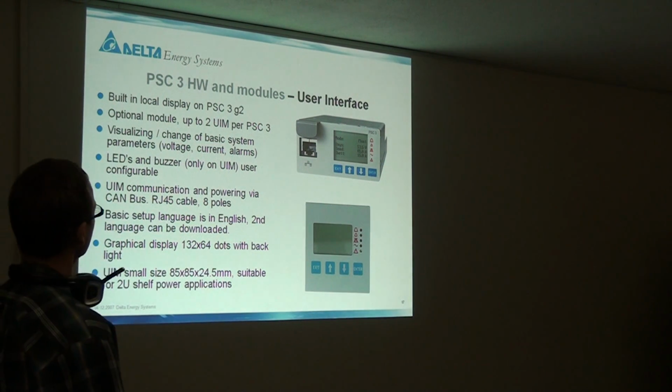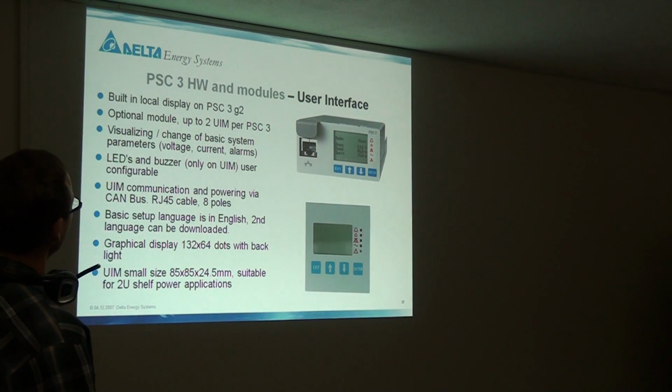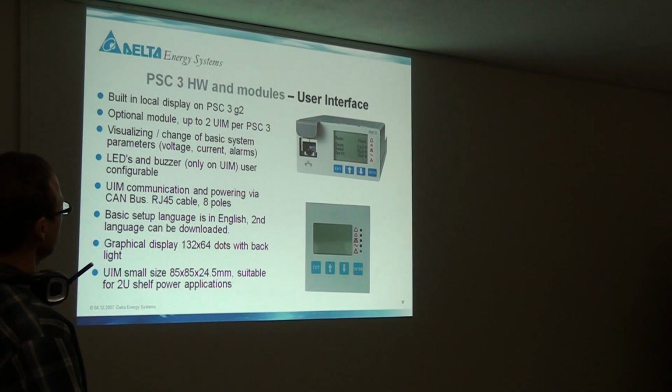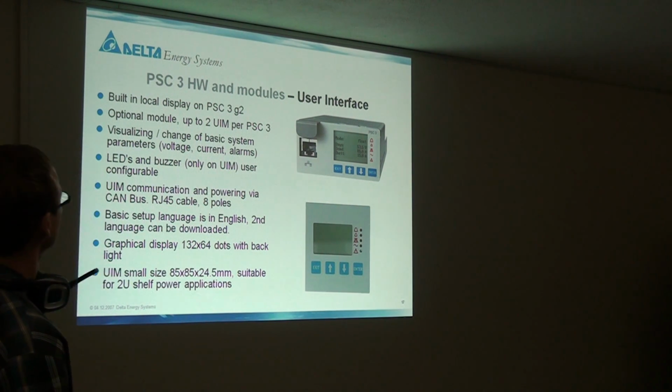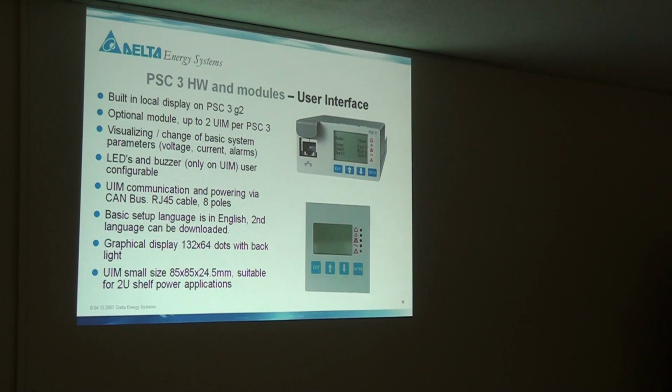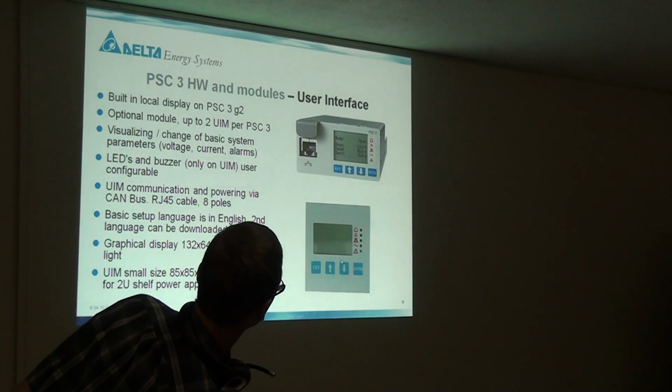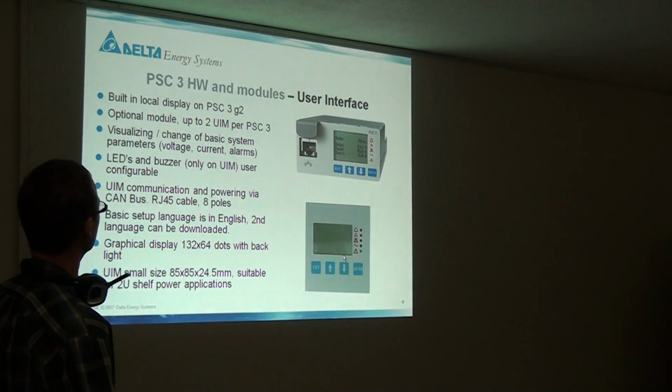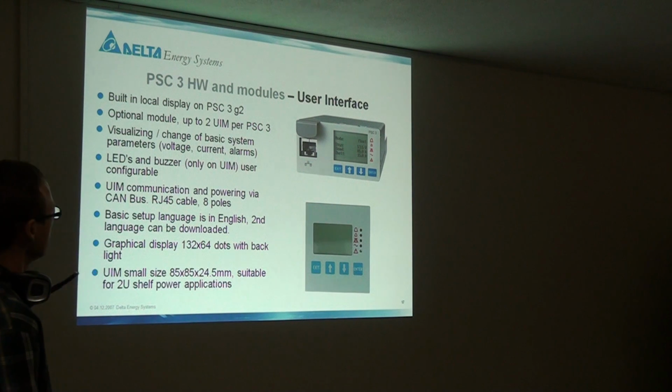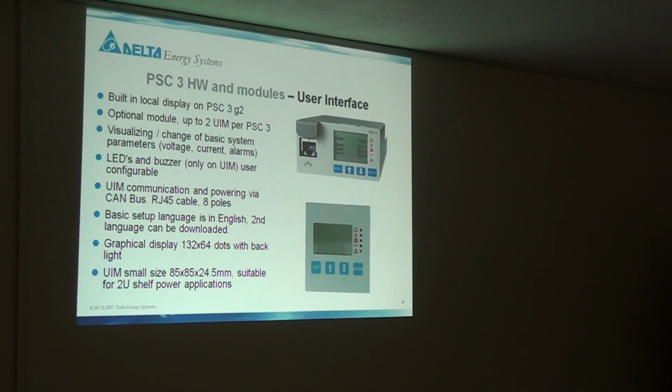Additional hardware modules: we have the built-in local display, BTC3 generation 2. We have optional modules, as we saw on the previous one. We can have up to 2 of these UIM modules, for visualizing and changing your basic system parameters. You can change your voltages, your current, your alarms. You can also have events that you can create and so forth.